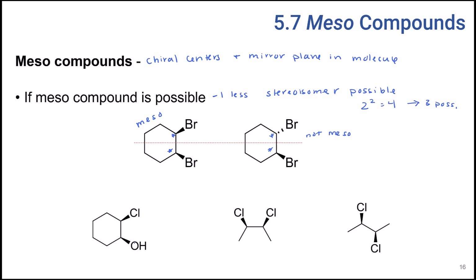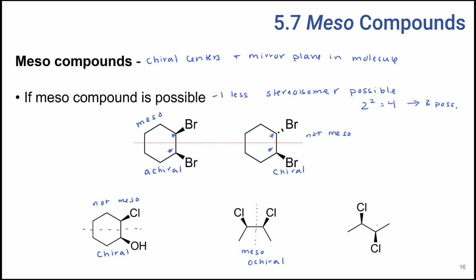Now chlorine and the OH here, this half does not mirror the other one. This one is not meso, but it is chiral. This one is also chiral. This one is achiral because of the mirror plane. This here, one half mirrors the other. This is meso and achiral.